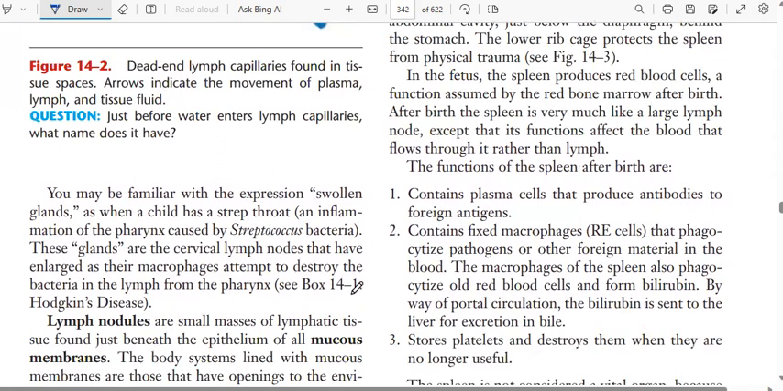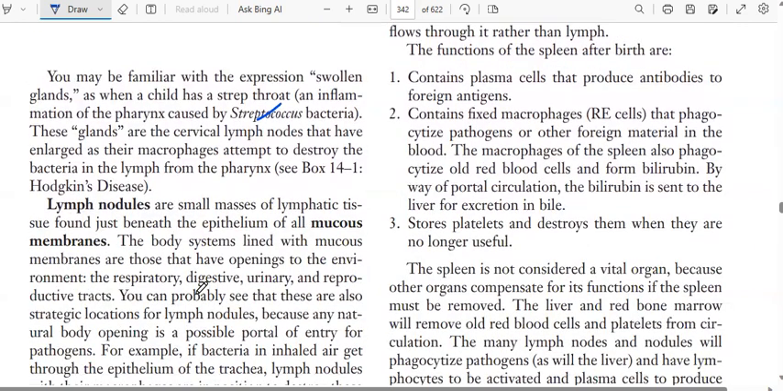You may be familiar with the expression swollen glands, as when a child has strep throat, inflammation of the pharynx caused by streptococcus bacteria. These glands are the cervical lymph nodes that have enlarged as their macrophages attempt to destroy the bacteria in the lymph from the pharynx. For example, we have tonsils here. In that, we have lymph nodes to restrict the entry of pathogens through the mouth.